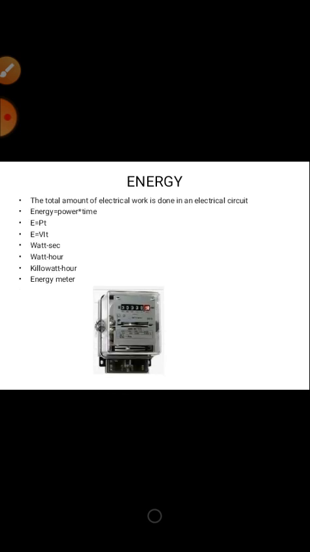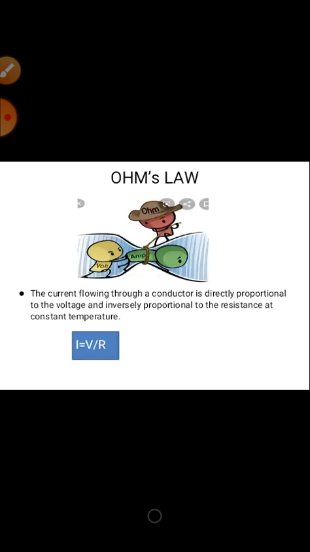So the next concept is energy. The total amount of electrical work done in an electrical circuit is called energy. Energy is given as power into time, so it is given as V into I into T. The energy will be measured in terms of watt seconds, watt hours or kilowatt hours by using an energy meter. So moving to the next concept, it is Ohm's law.